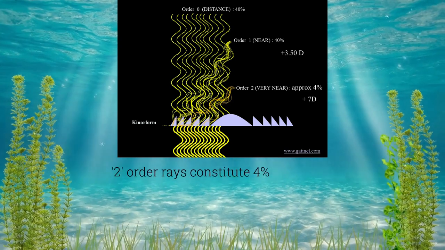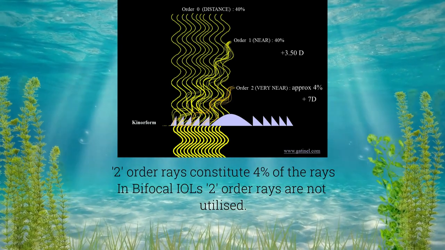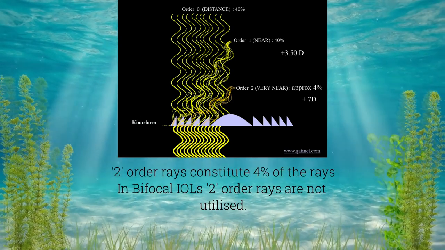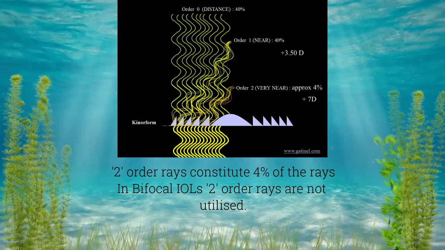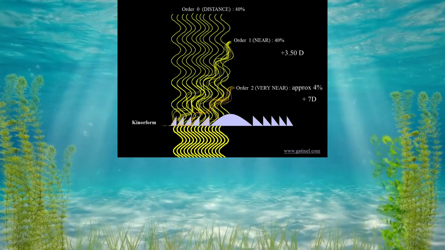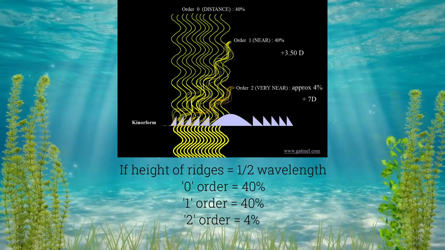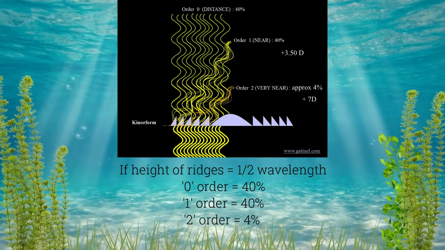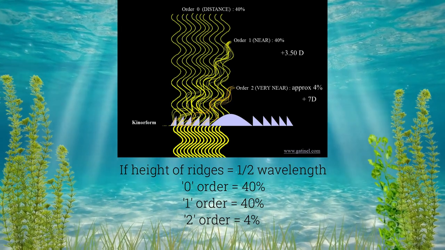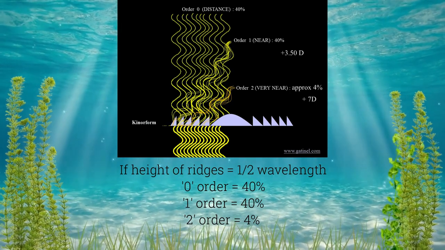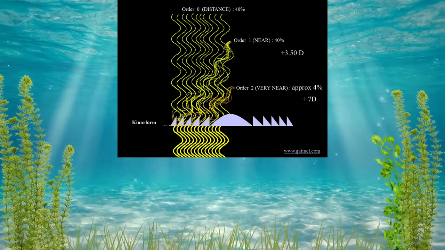4% of the rays belong to the second order, and this 4% is not utilized, but in a bifocal it is lost. If the height of the kinoform ridges is kept at half the wavelength of light, then the zero and the first order will be 40% each, and the second order will be 4%, and the remaining 16% will be lost.